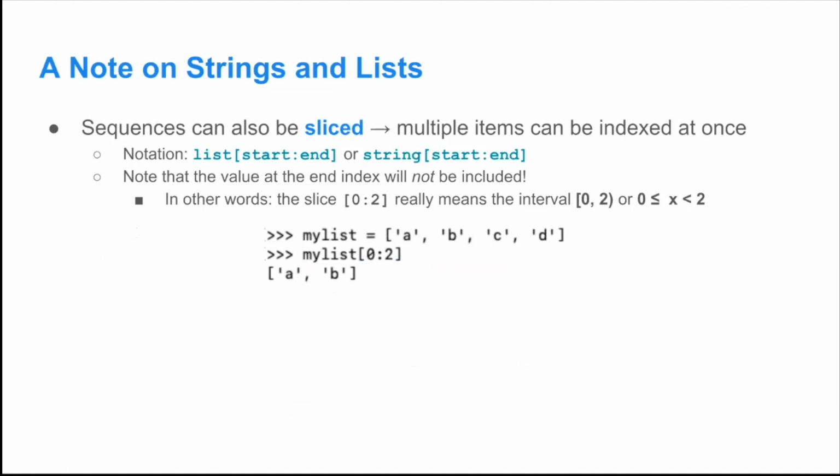So if you're familiar with mathematical notation, the slice from 0 to 2 really means the interval 0 inclusive, 2 exclusive, or you're looking for everything that is greater than or equal to 0, but less than 2. So for instance, if you just want the first 2 characters or just the first 2 strings in my list, you can do 0:2, and you'll see that indices 0 and 1, which are A and B, are included, but index 2, which is actually C, is not included in the result.